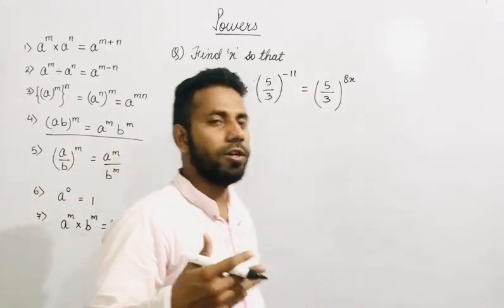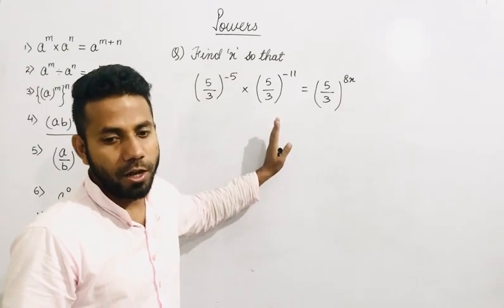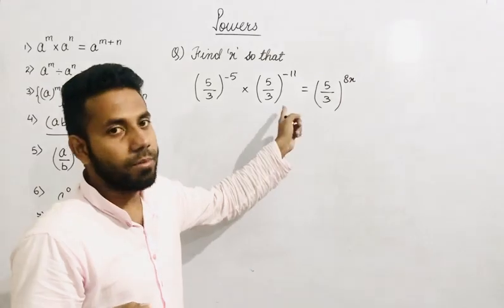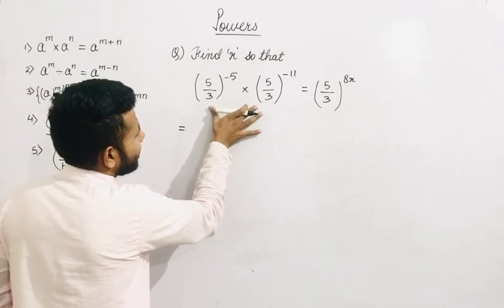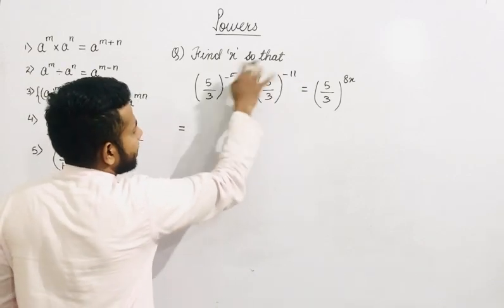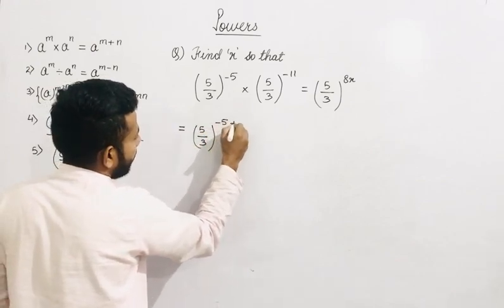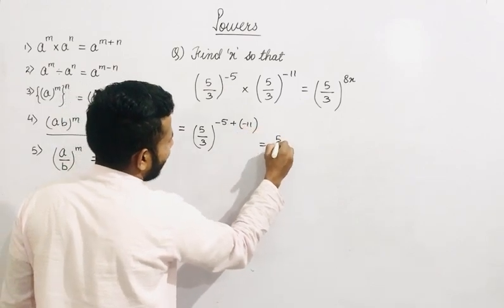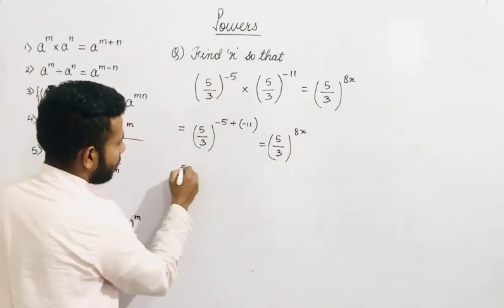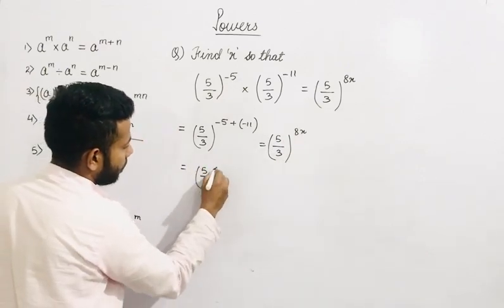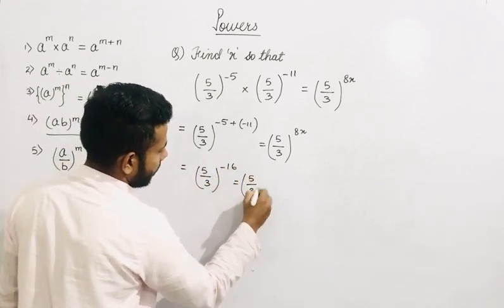Till now you have learned how to add the powers when the bases are same and in between you have a multiplication sign. Now you will learn how to equate the bases. So we will start from what you have understood. When bases are same and in between you have a multiplication sign, the power gets added. So it becomes 5 by 3 to the power minus 5 plus minus 11, equal to 5 by 3 to the power 8x. So how much is it? 5 by 3 to the power minus 16 equals 5 by 3 to the power 8x.